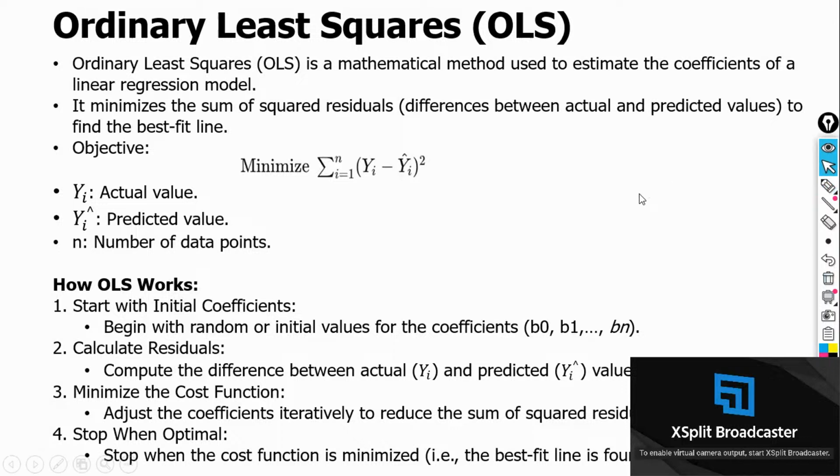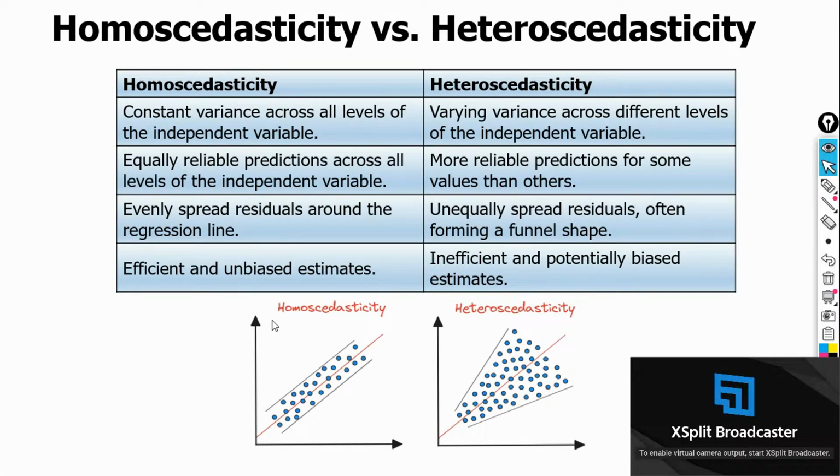I'll go back. I hope everyone understood OLS. The main objective of ordinary least squares is to minimize the error part. And this is how it works, step by step. Right, and the next problem we already discussed.